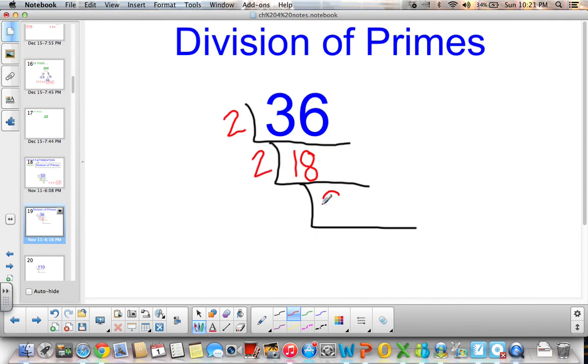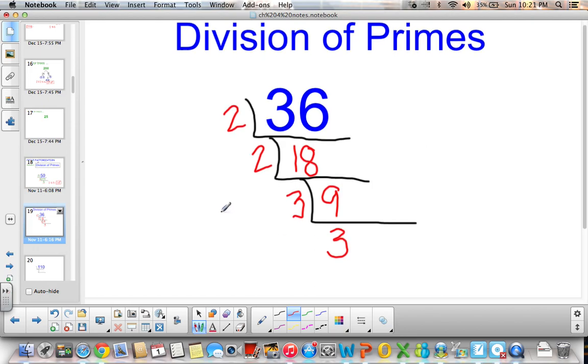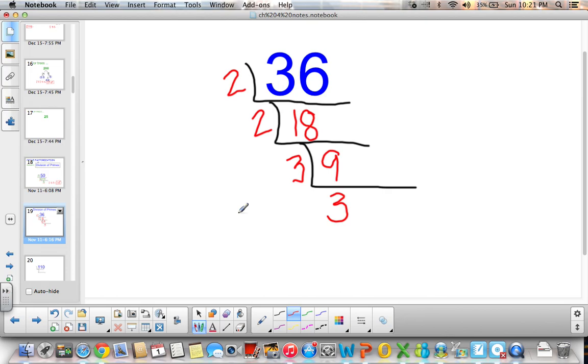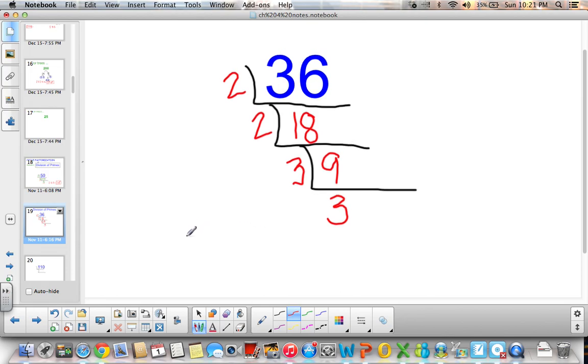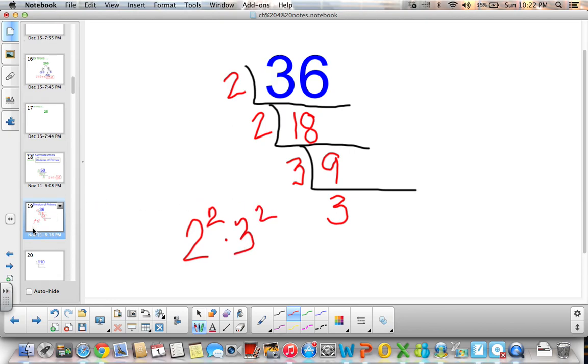So then we have 9. And then I know that 9 can be divided by 3, which is a prime number. And then we end up with 3. Okay, so as you can see, we're putting only prime numbers on the outside here. So 2 times 2 is 4, times 3 is 12, times 3 is 36. So we're just thinking of prime numbers that each number is divided by. So then I would rewrite it as 2 squared times 3 squared. Okay?